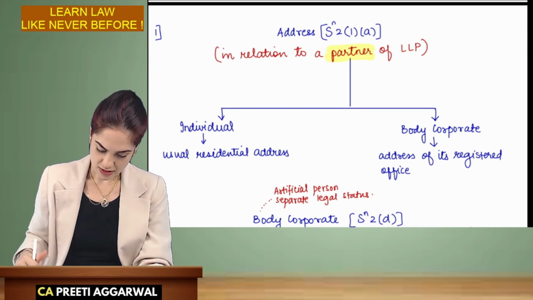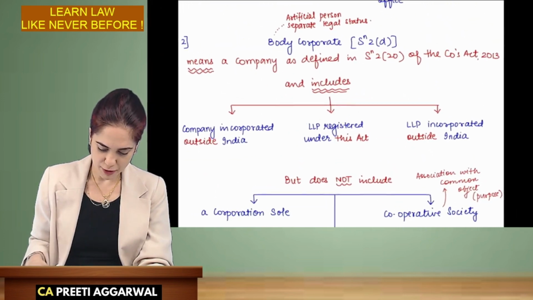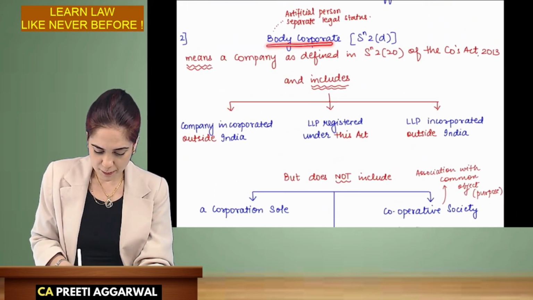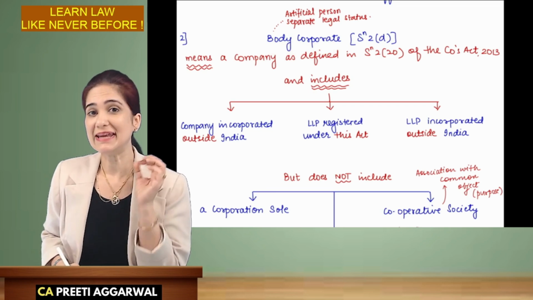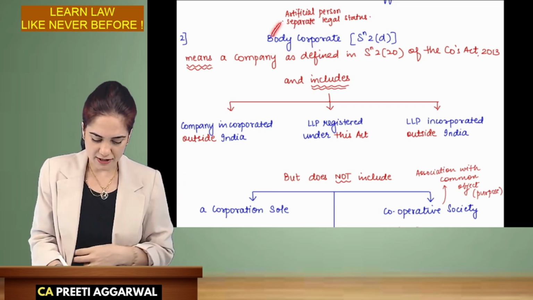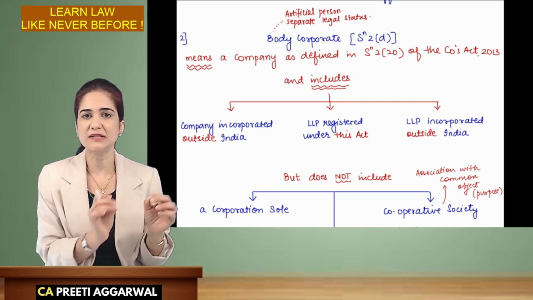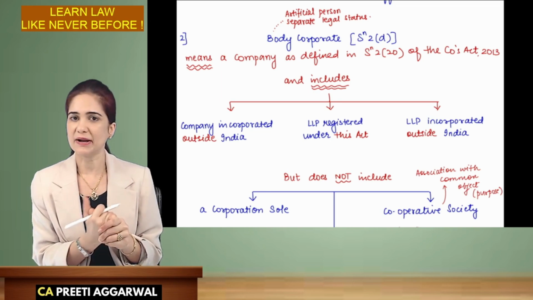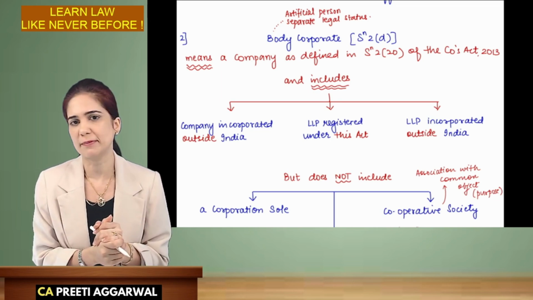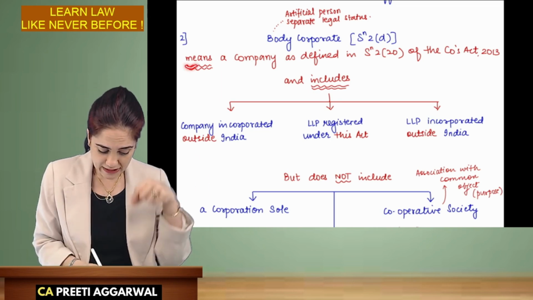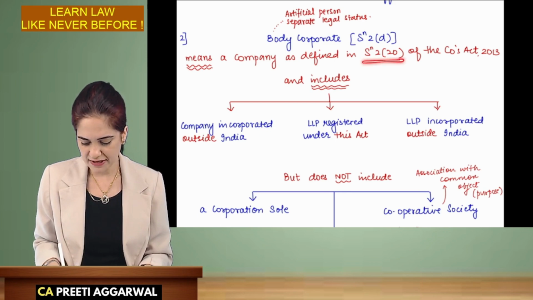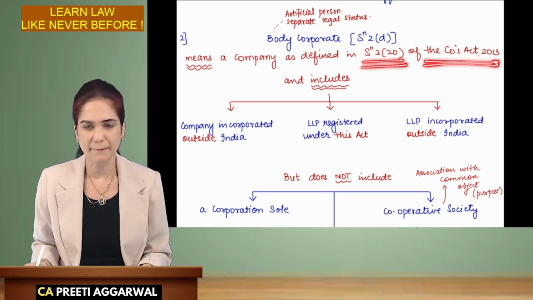Done? Okay. Next, we have the definition of a body corporate. Body corporate for a layman means an artificial person having separate legal status. Okay, it's a separate legal person in the eyes of law capable of contracting. It means a company as defined under Section 2, Clause 20 of the Companies Act 2013.